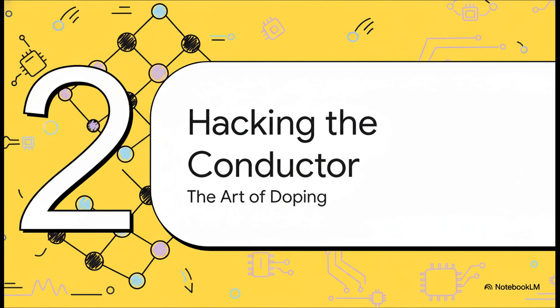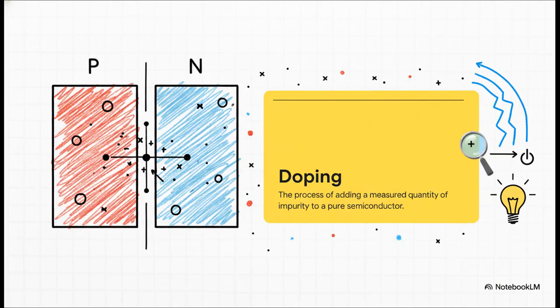So, a pure semiconductor is controllable, but on its own, it isn't all that useful. The real breakthrough, the game changer, came when scientists figured out they could actually hack it by adding tiny, specific impurities. This process is basically the secret sauce of all modern electronics. It's called doping, and it is incredibly precise. We're talking about adding just 1 or 2 impurity atoms for every million semiconductor atoms. It's almost nothing. But that tiny, tiny change has this massive effect on how it behaves with electricity.